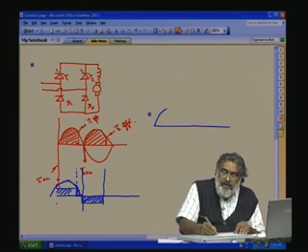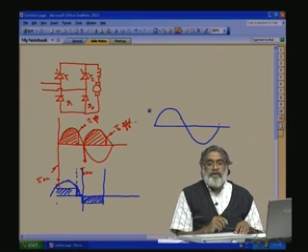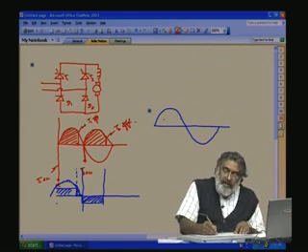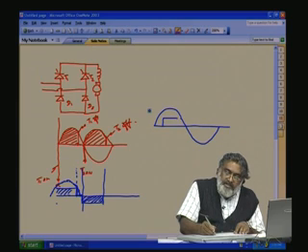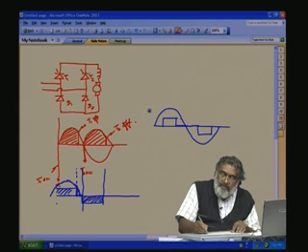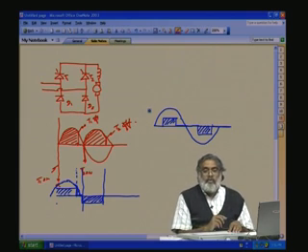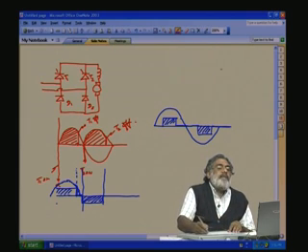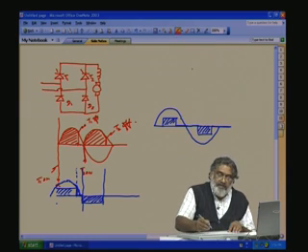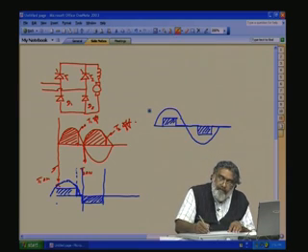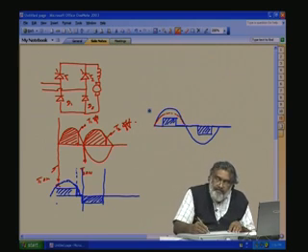If this is our mains waveform, and we said this current is symmetrically placed here, the input current drawn from the mains, the fundamental is in phase with the input voltage. That is one advantage. This is the fundamental current.